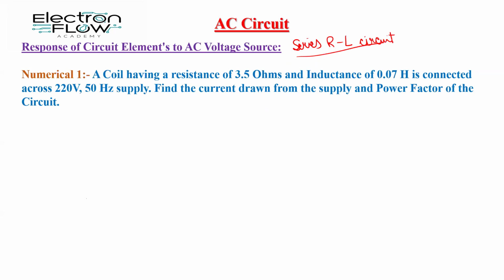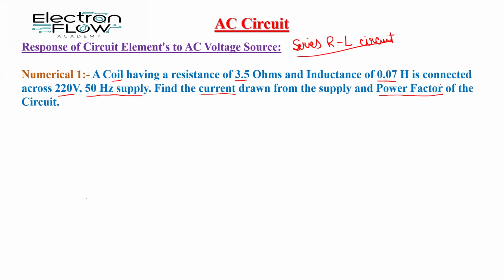So, the question is given that a coil is having a resistance of 3.5 ohms and an inductance of 0.07 Henry, and is connected across a voltage of 220 volt and 50 hertz supply. Next, we have to find the current drawn from the supply. Firstly, we have to calculate the current and power factor of the circuit. So two things are asked here.